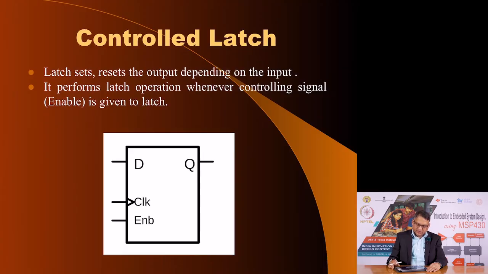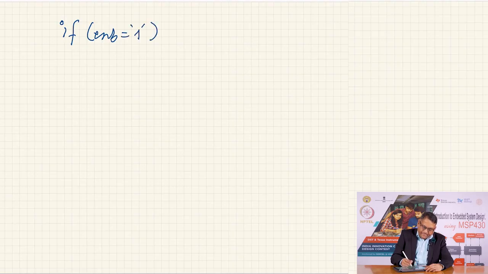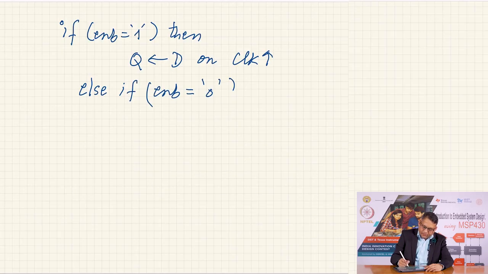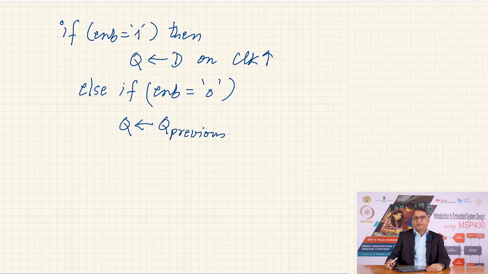Here is a control latch, which means it is going to capture information at the rising edge, but only when enable is 1. Let me show you what it means. It means if enable is equal to 1, then Q gets the value of D on the clock rising edge, else if enable is equal to 0, Q gets the previous value. So, I will call it Q previous, which means it does not capture the input.